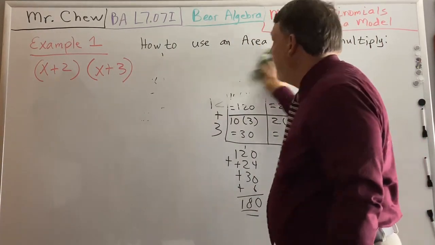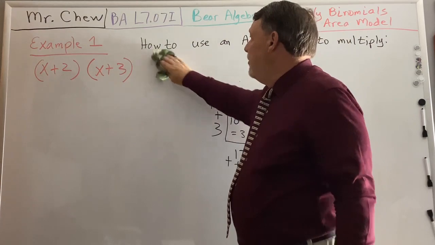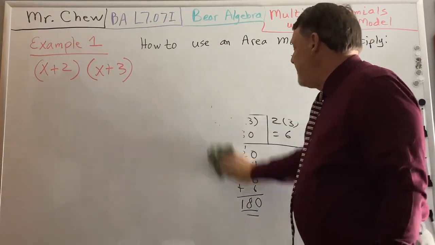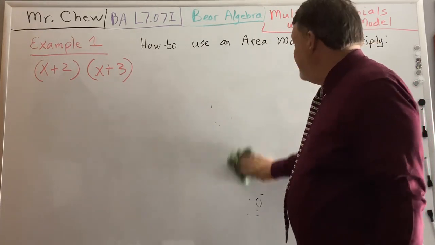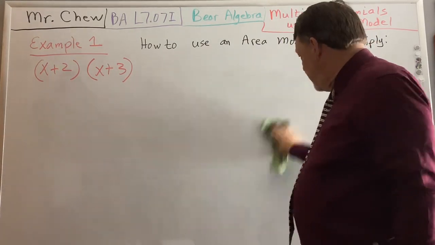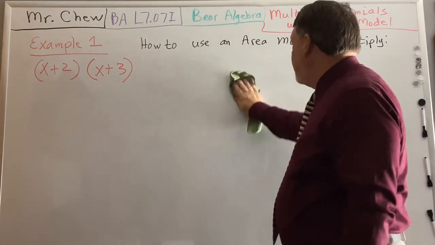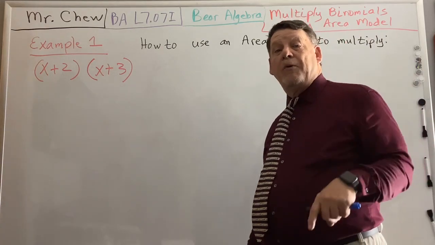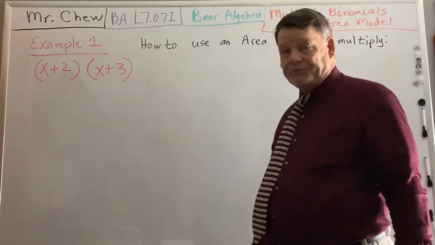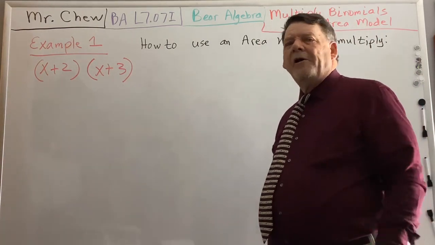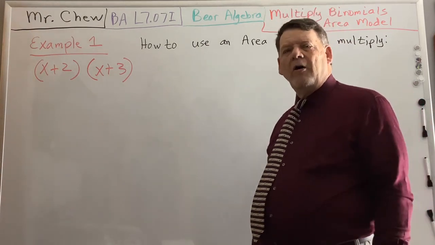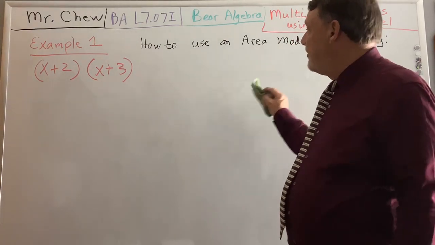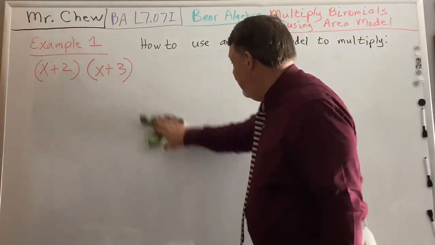All right, in example 1 here in red, over here to the left, I've got x plus 2 times x plus 3. Now, do you remember the other 4 methods that I've already got videos on multiplying binomials? You can use method 1, the distributive property. Method 2, stacking them up vertically. Method 3, FOIL. And method 4, Mr. Chew's original bow tie method. And now this is going to be method 5.